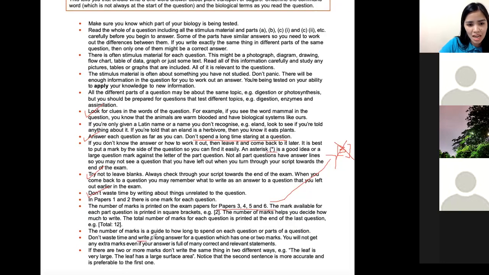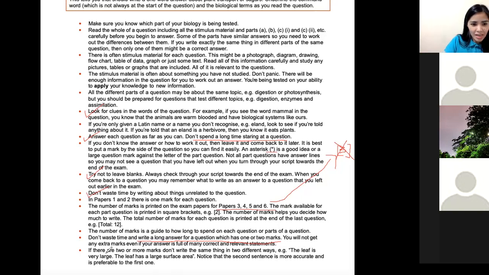Do not waste time or write a long answer for a question which has 1 or 2 marks. Okay, for example, the question is only: state the structure of the phloem tissue. And then you wrote a very long answer. If it's only 1 mark, the highest possible score you can get is only 1 mark. So I think it would be a waste of time if you write a very long answer with a question that's only worth 1 mark.